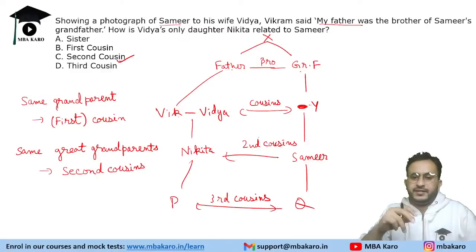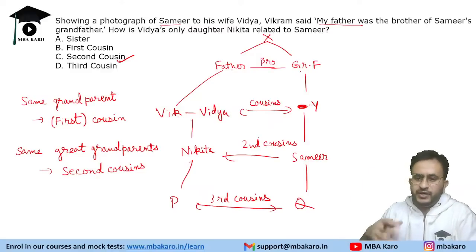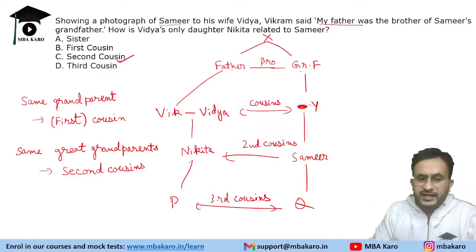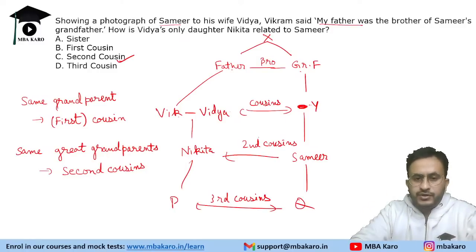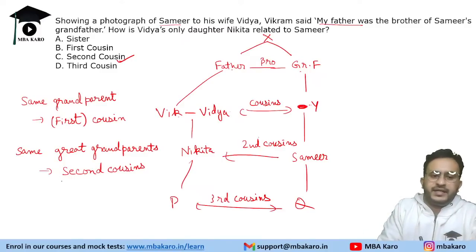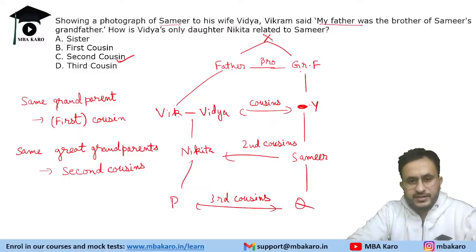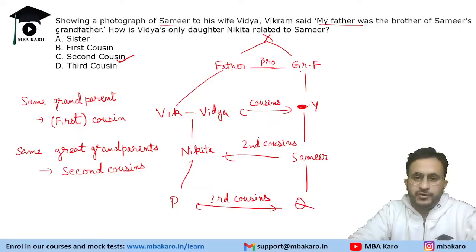If there is another generation below it, the children of cousins, that is called second cousin. Okay, so cousins' children are second cousins among themselves, and second cousins have the same great grandparents. So this great grandparent X is the same for Nikita and Samir, so they are second cousins. Okay, so new information for a lot of you.